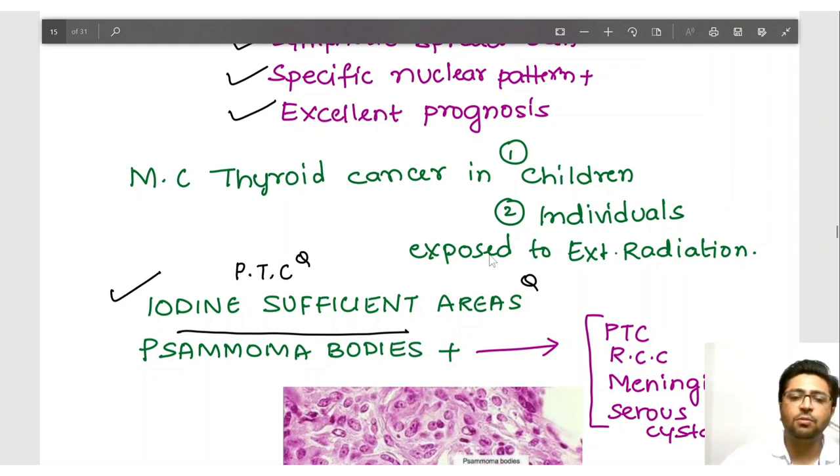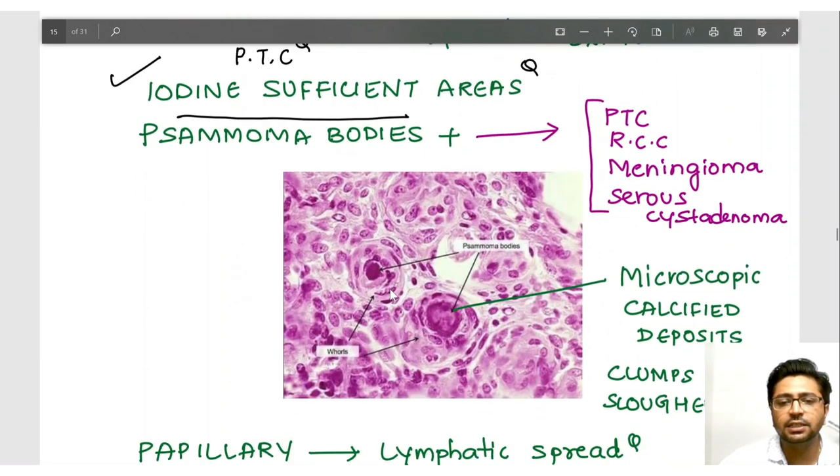And the psammoma bodies are also appreciated. So these are the psammoma bodies. They are nothing but microscopic calcified deposits and clumps of sloughed cells. So what are the causes of psammoma bodies? It can be papillary carcinoma of thyroid, papillary type of renal cell carcinoma, meningiomas, and serous cystadenoma of ovary. So these are the four causes of psammoma bodies. So in these conditions, you're going to see the psammoma bodies.